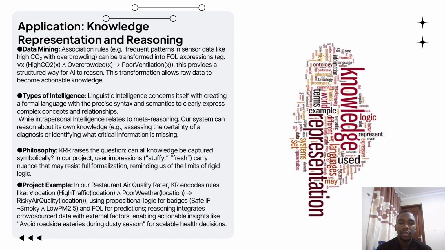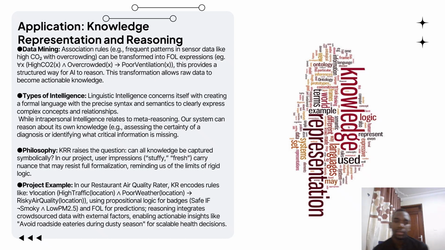Application of knowledge representation and reasoning. Data mining. Association, e.g. frequent patterns in sensory data like high carbon dioxide with overcrowding can be transformed into first-order logic expressions, e.g. for all x, if x has high levels of carbon dioxide and is overcrowded, then it implies it's poorly ventilated. So this provides a structured way for AI to reason. This transformation allows raw data to become actionable knowledge.